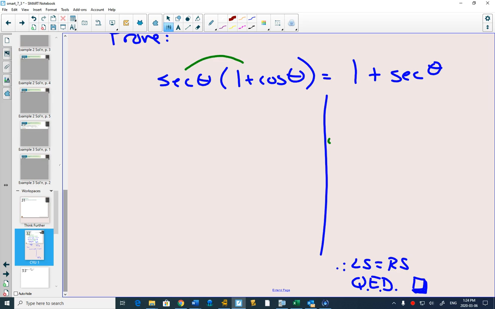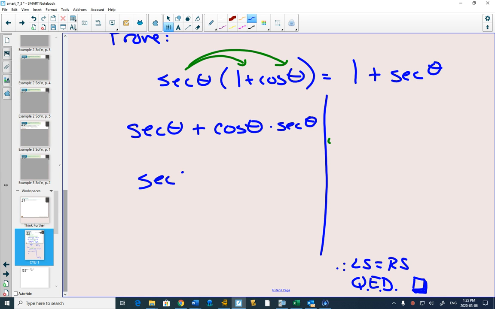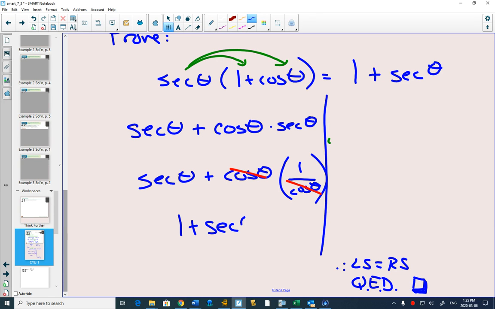And I'm going to distribute to begin with. Can you see that that would give me secant theta plus cos theta times secant theta? And then secant theta is 1 over cos theta, which would make those cancel. I'm left with 1 plus secant theta, so I'm done again. It's a different proof. I didn't have to change anything on the right-hand side this time.